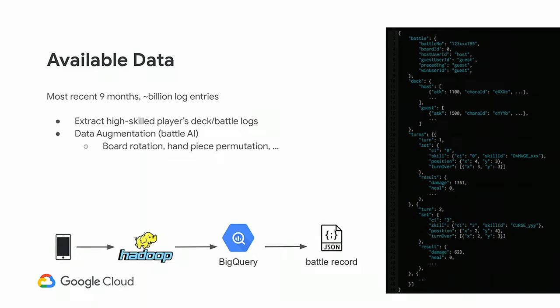Then we filtered the data by player skills and augmented the original data in the battle AI cases. The image on the right side is an example of battle logs, which is formatted in JSON and describes the entire state and action information of the battle. And the bottom diagram shows rough data pipelines, and BigQuery did a very good job at this pre-processing phase.